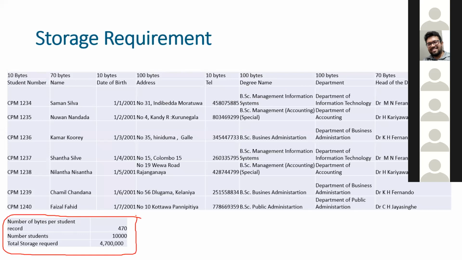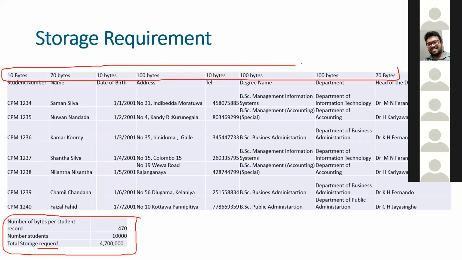The storage requirement for... so there's a spelling mistake here, I will just fix this one. The storage requirement is, now let's say for 1 record altogether, if you add all these up, how much do you get? 470. You will get 470 bytes per 1 record.